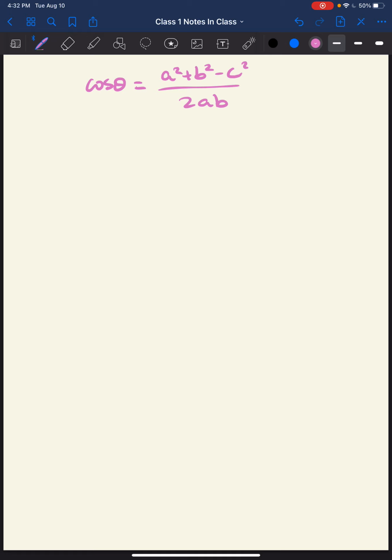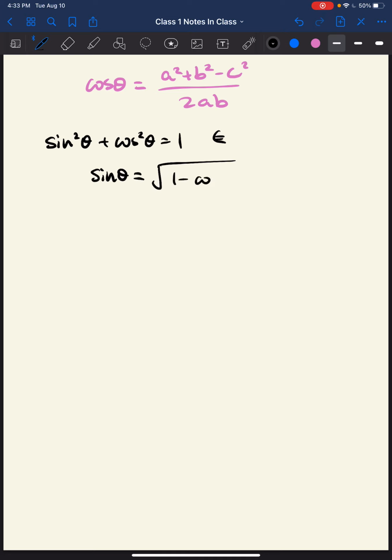Cosine theta, there's a way to find sine theta through cosine theta. Since sine squared theta plus cosine squared theta equals 1, which is a general rule in trigonometry, sine theta should equal the square root of 1 minus cosine squared theta. And since cosine theta equals this big chunk, we can substitute it back in.